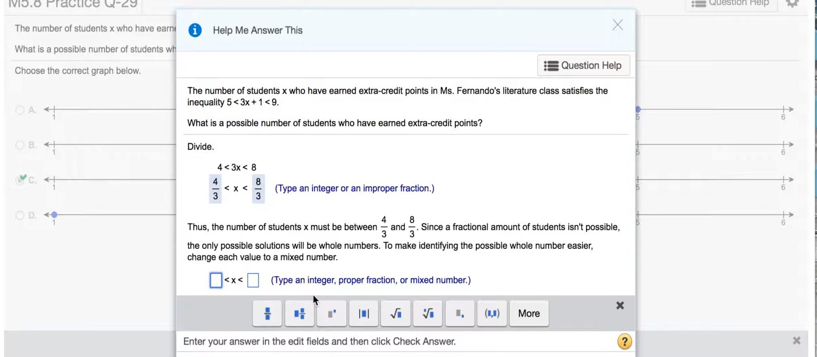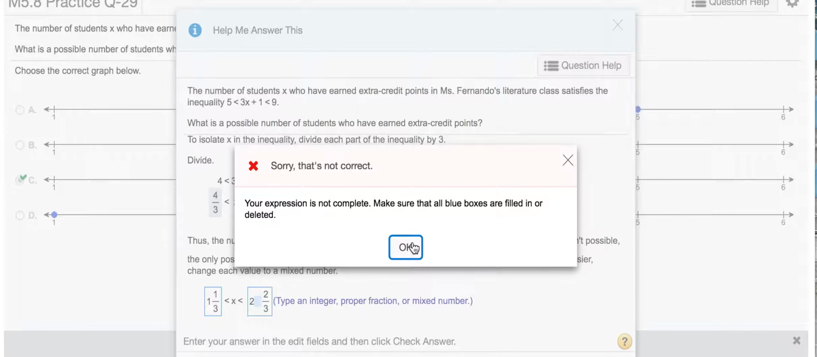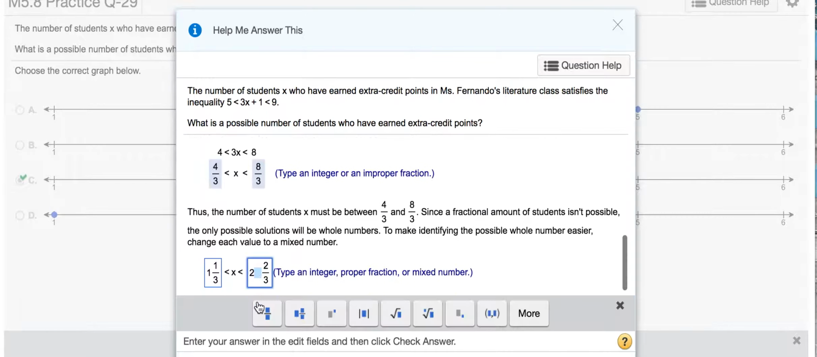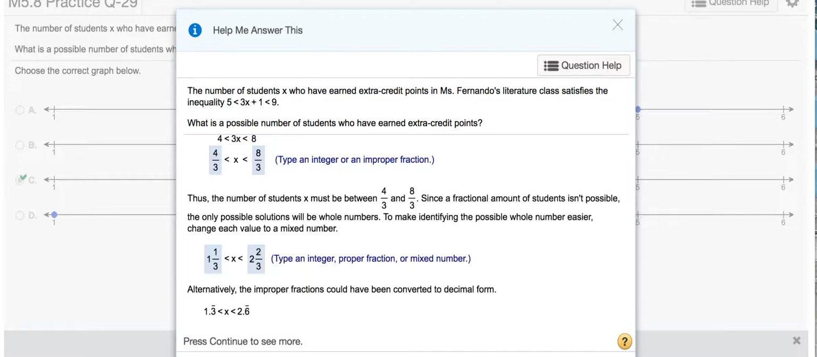So I know to change to a mixed number, 3 goes into 4 one time, and that would be 1/3 left over. And I know over here that 3 goes into 8 two times, and that would be 6, so I would have 2/3 left over. Then we turn those fractions into decimals. So 1.3 is less than x, which is less than 2.6.